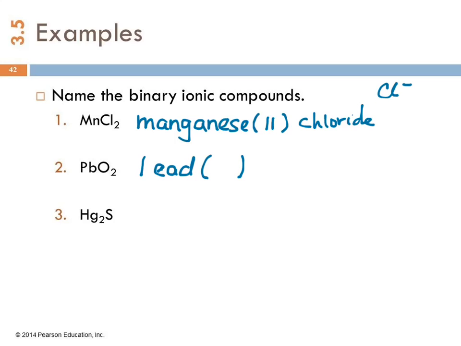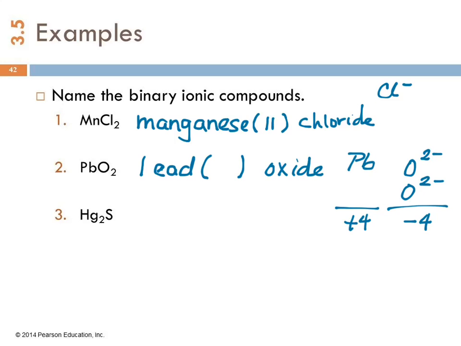I'm going to leave a space, and the name of the oxygen ion is oxide. So oxide has what charge? -2. There are 2 of those. That adds up to -4. Here I've got how many lead ions? 1. It must have a charge of 4+. Any questions?